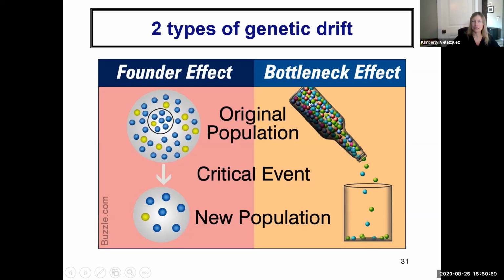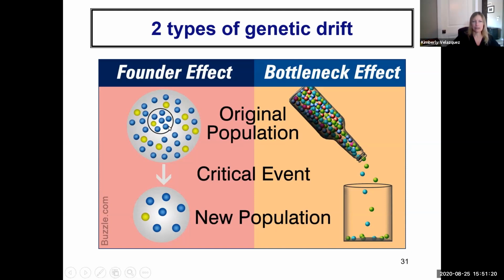Bottleneck effect is when there's some catastrophe that wipes out most of the population, and those individuals that are left don't represent the original diversity. So let's say a wildfire goes through an area and accidentally burns all the white-furred bunnies, and all that's left are the tan-furred bunnies. And it was totally random which ones got killed.